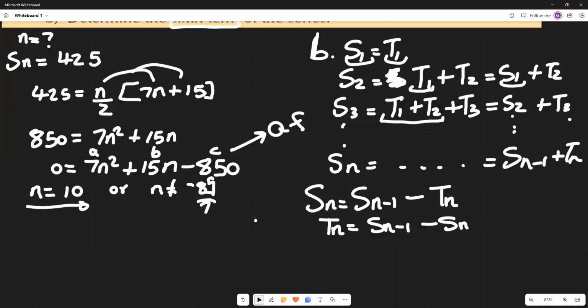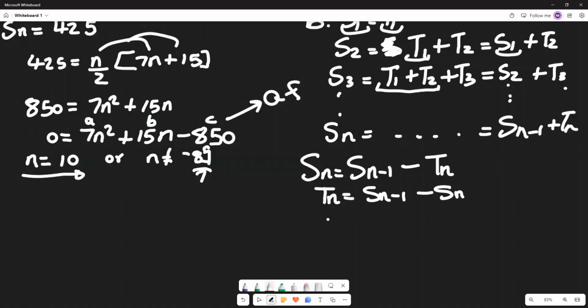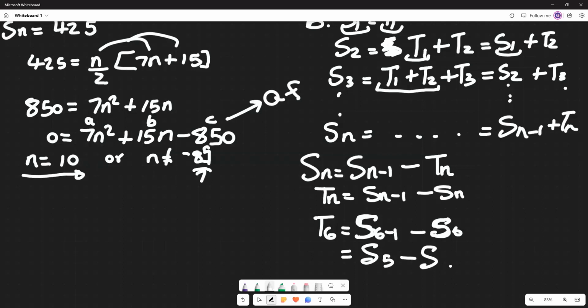Right, so now we can do our substitution. Tn, which is T6, equals S6 minus S6 minus 1. My S looks like a 5. So it's going to be S6 minus S5.